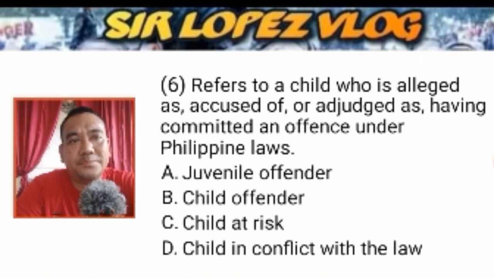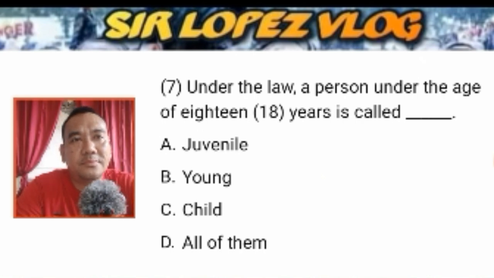Number 7. Under the law, a person under the age of 18 is called blank. A, juvenile. B, young. C, child. Or letter D, all of them.